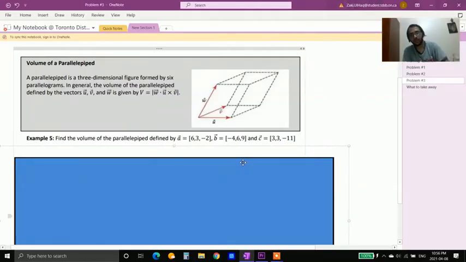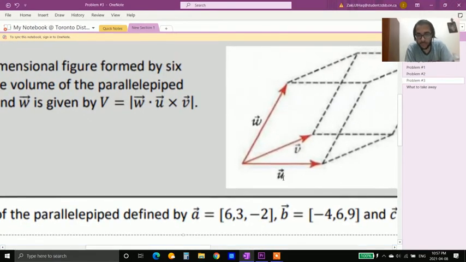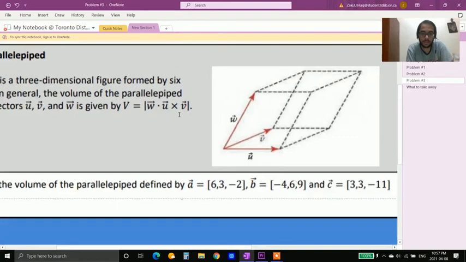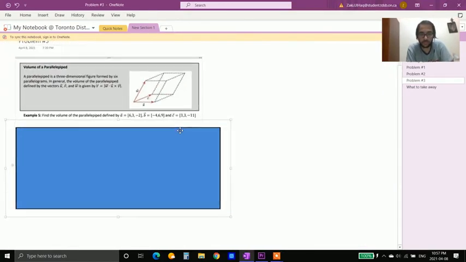Moving on to problem number 3. So a new application of the dot product and cross product is finding the volume of this 3D shape right here called a parallelepiped. And if you've been exposed to the triple scalar product in the last lessons, this is a good application of just that, as you can see right here. So let's say you're given these vectors u, v, and w. Well, to find the volume of this shape, you would need to do w dot u cross v. So let's apply that with this example.